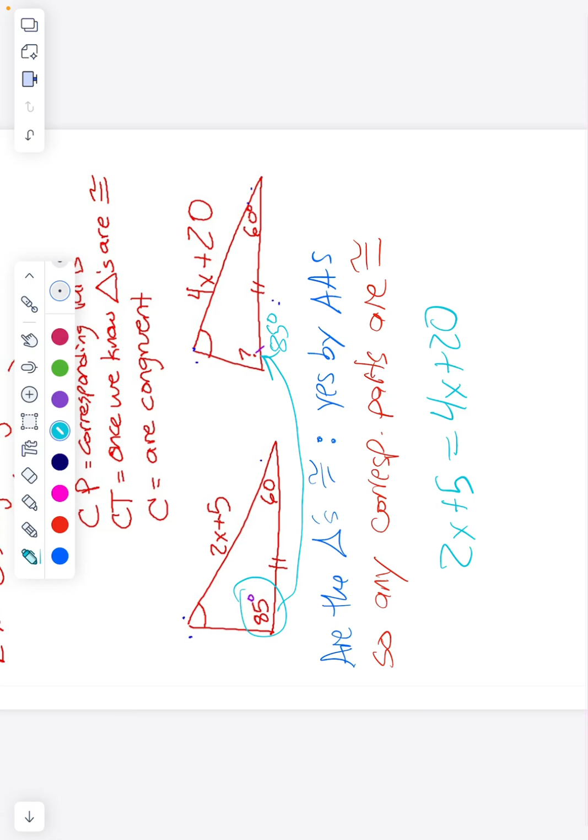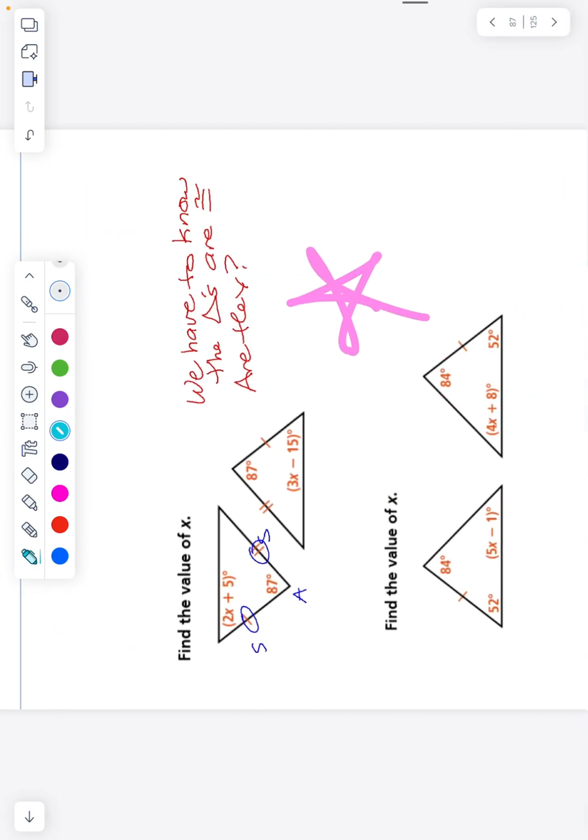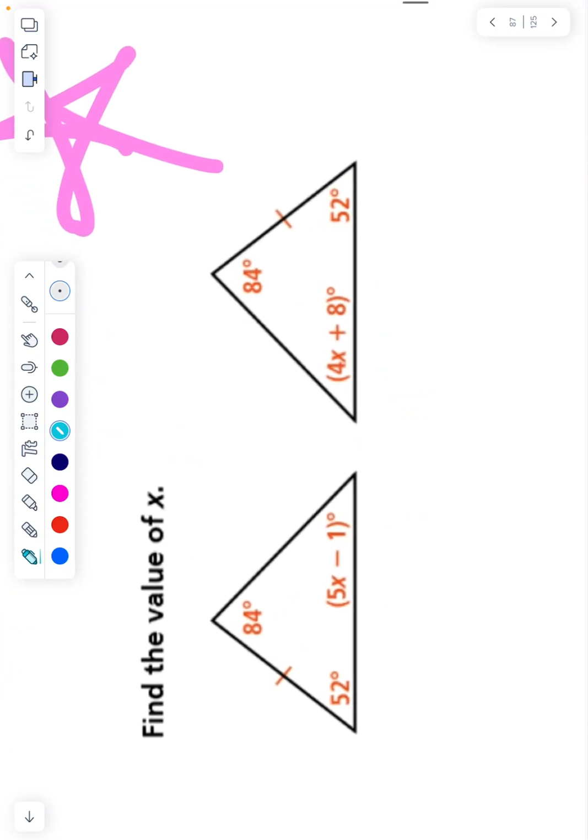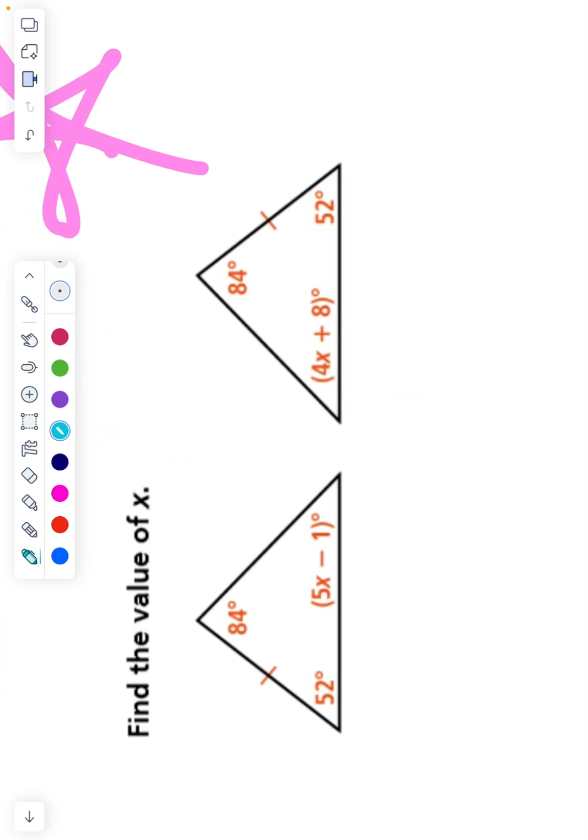We were sort of told the triangles are congruent. We actually had to make sure by using AAS this time. Once we knew that, we could set any corresponding pieces equal to each other. Okay? So let's try this one. I'll give you just a second to work on that. Actually, maybe like one minute. I want you to go beyond just, did I solve it, to do I understand it?